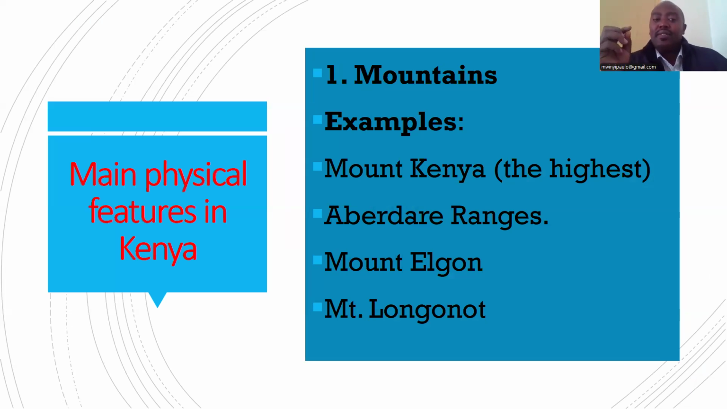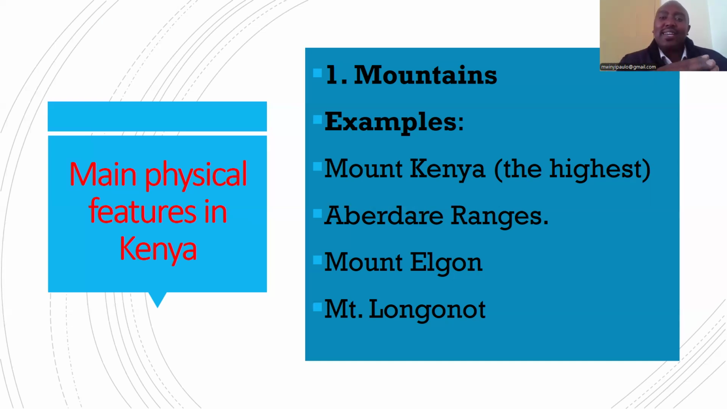The first physical feature in Kenya is the mountains. I'm sure you can remember what a mountain is. Examples of mountains we have in Kenya: we have Mount Kenya, which happens to be the highest mountain in Kenya. Remember, the name of our country, Kenya, came from the name of the highest mountain in Kenya, which is Mount Kenya. Did you know that?